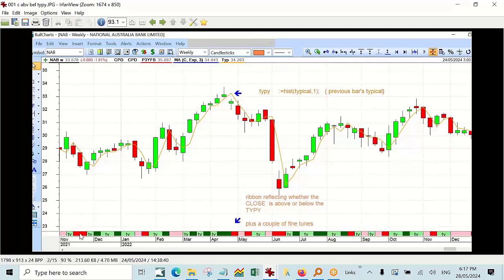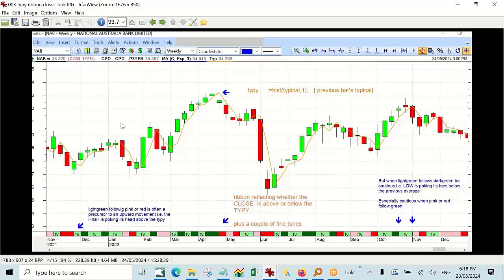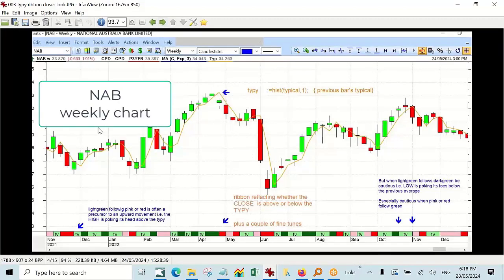I'll have a look at the Tippy. My line chart is reflected here in the ribbon below, which I'll show you the coding for as well. I'll look at it in a bit more detail. Here it is, NAB weekly.